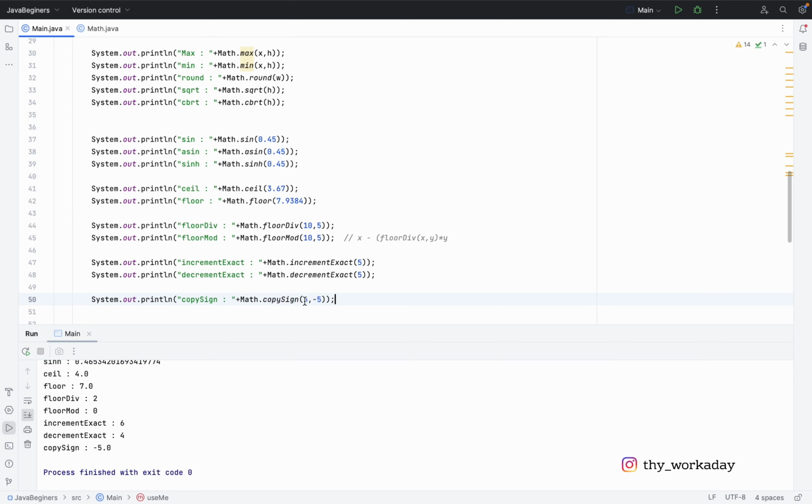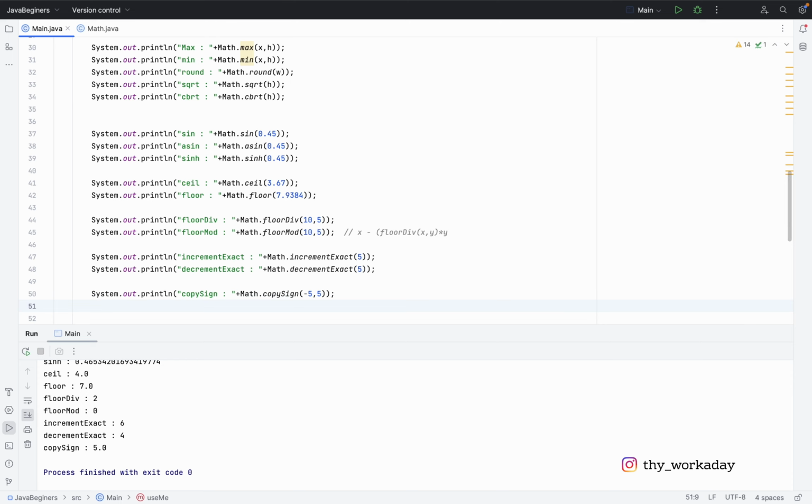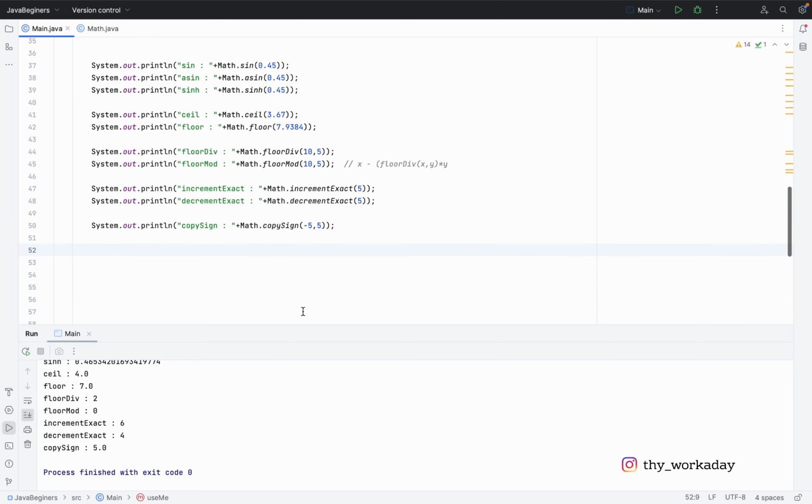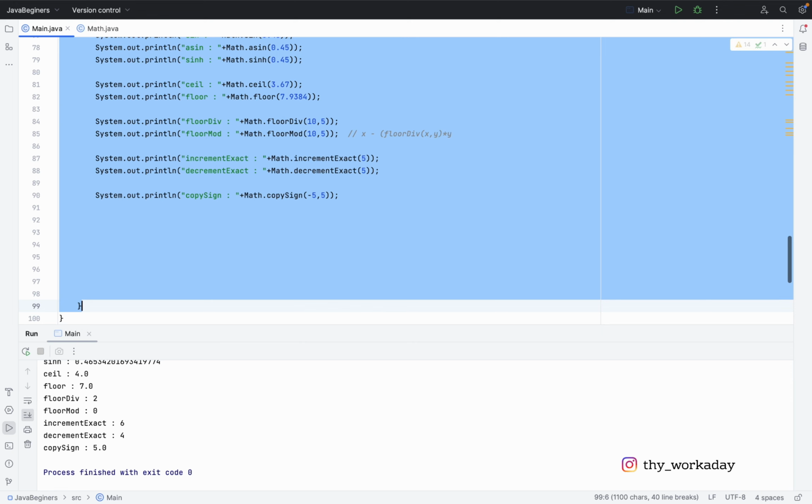Now I am giving here 2 and minus, let's see what will happen. See, the sign will come. So the second one is 5. So this is the copy sign function. Got it? And you have all the scientific explanations here.